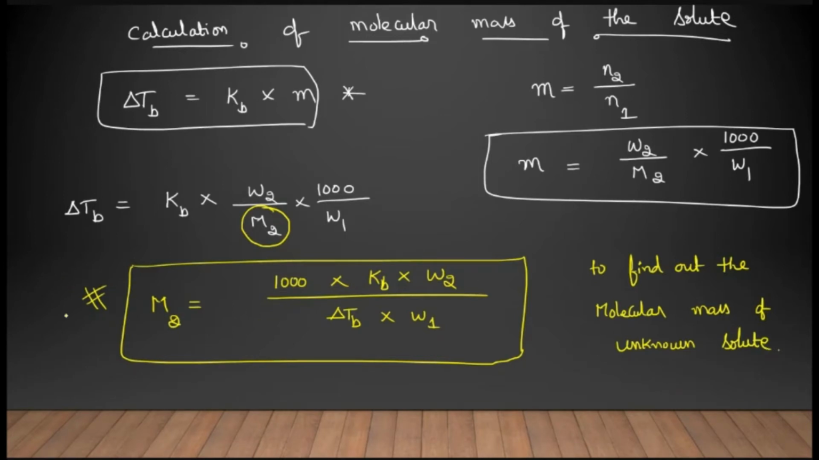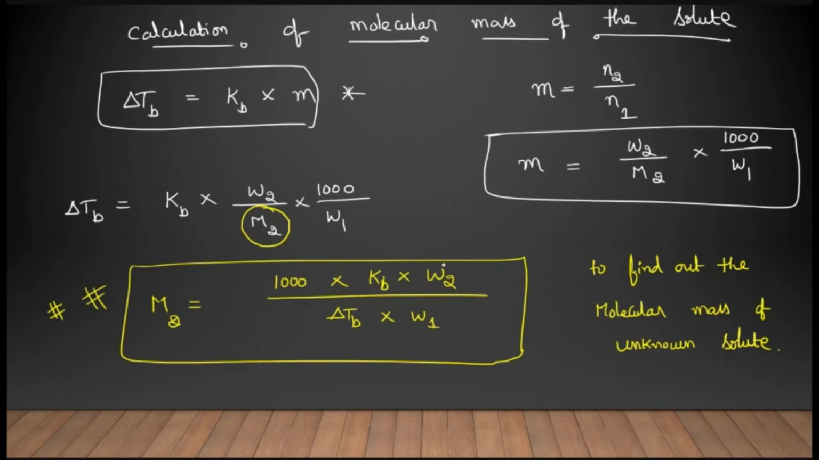So you have to remember this equation, important to use in solving the problems. So you need to remember this equation. You know what is KB, right? KB is the elevation in boiling point constant or ebullioscopic constant.